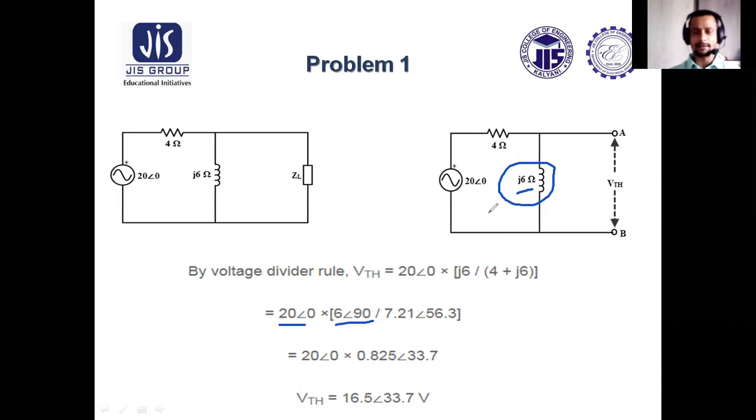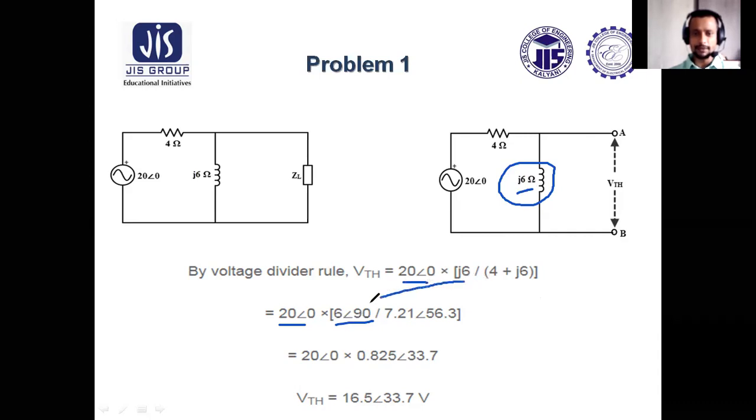How can we write this? Just go through the calculation of AC quantities, which we already discussed. There you could understand how J6 can be written as 6 angle 90 in polar form. So rectangular to polar conversion needs to be followed, divided by 4 plus J6. So the equation will be 20 angle 0 into J6 by 4 plus J6.